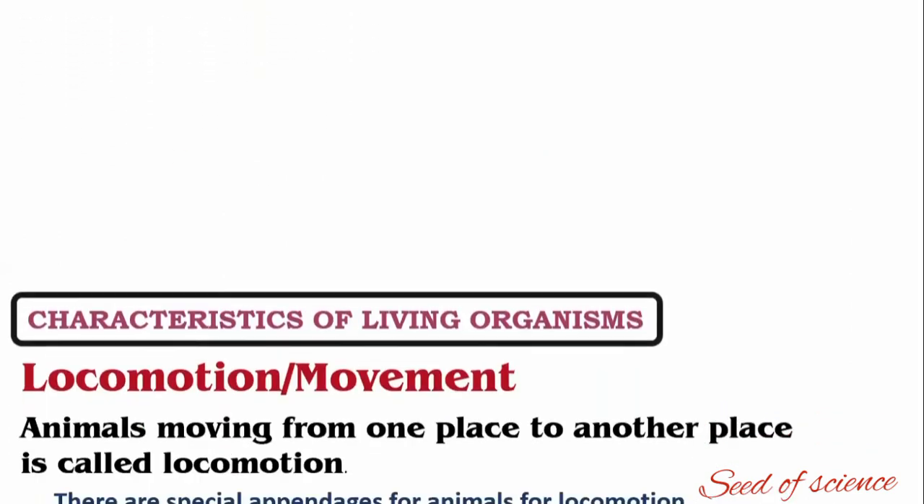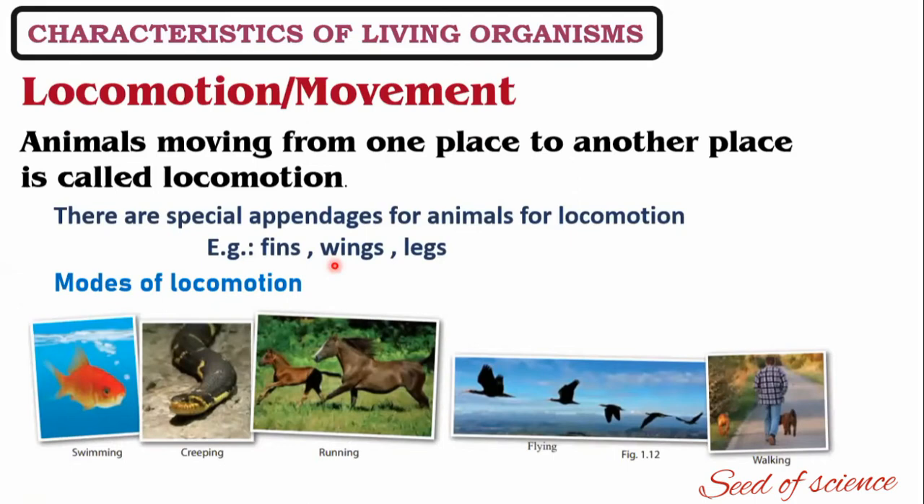So for moving, they have many appendages. Appendages, we can say, if we take fish, we have fins. If we take birds, to fly, it has wings. And many animals have legs. So those are the special appendages for locomotion, right?